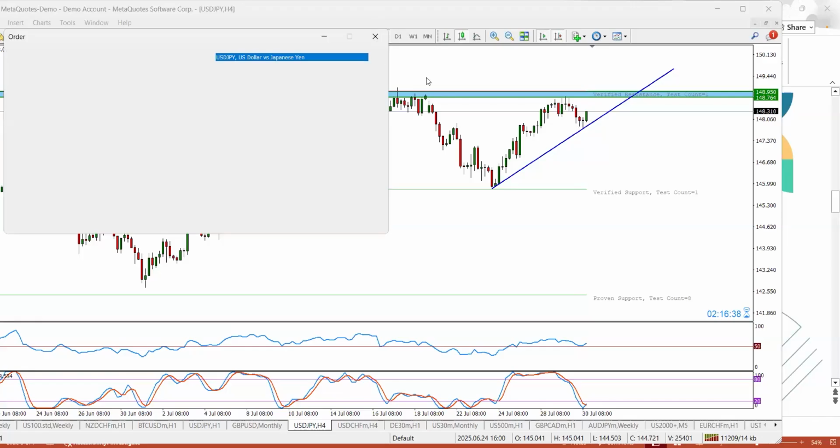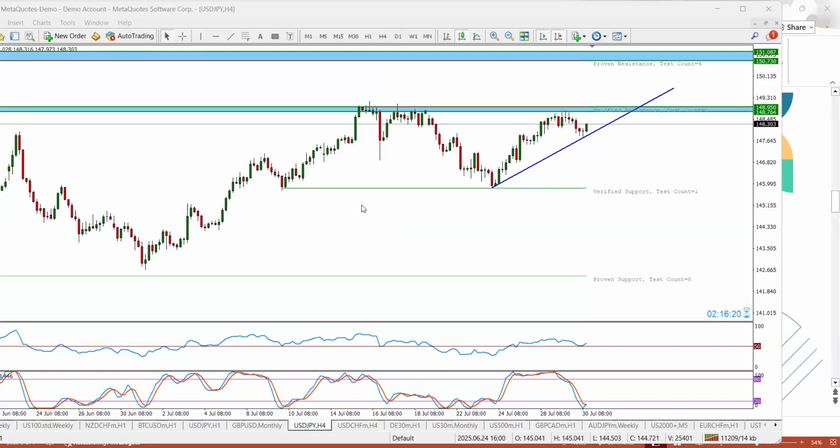The longer buy would be for what? For price to do what? There's a short buy and there's a long buy. The longer buy would be for price to break on 4 hours. Price has to break above this resistance. Then it has to close. It has to break and close.